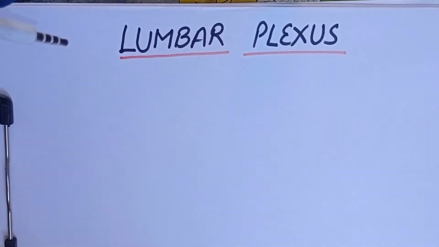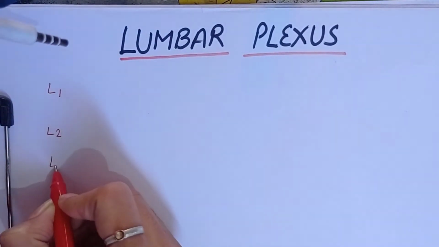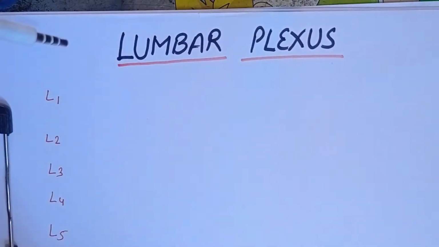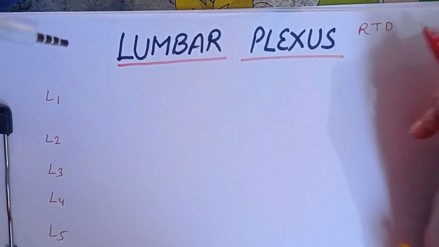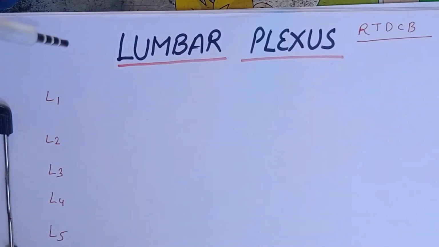So let's get started. We know that we have 5 lumbar vertebrae, right? L1, L2, L3, L4 and L5. As I told you in the last video, when we talk about plexus formation, it is formed by roots, trunk, division, cords and then branches. I have discussed this in my previous video, so I will suggest once again, kindly check it out before watching this one.